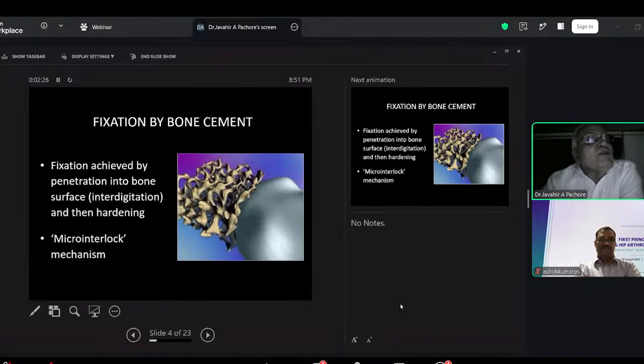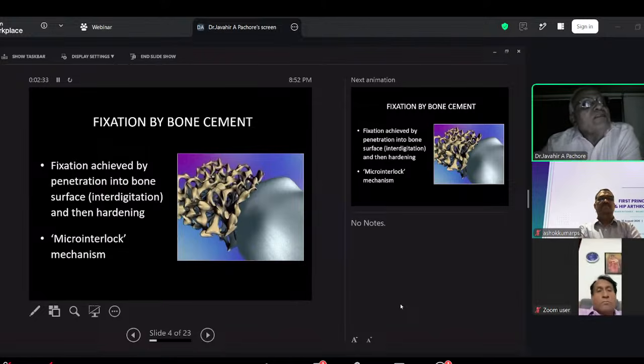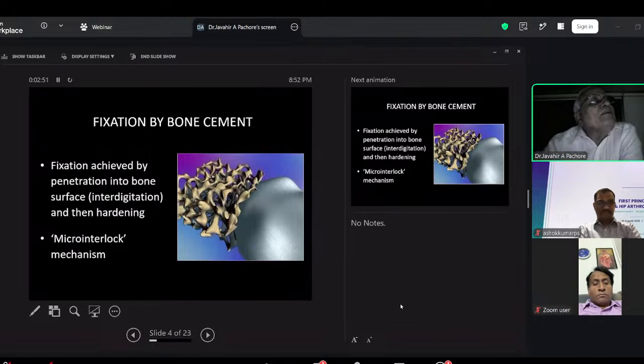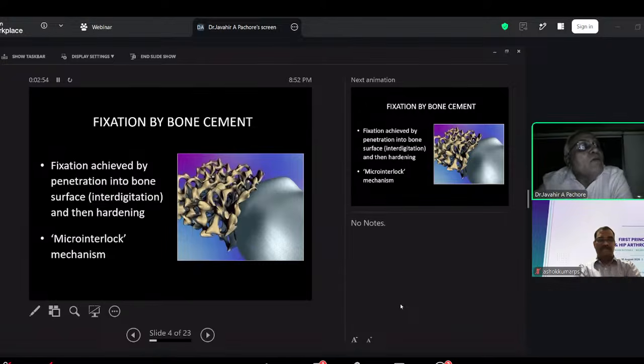This is one slide you have to keep in mind: how cementing achieves micro interlock. You can see the bone is like a honeycomb, and the cement goes in. The fixation is achieved by penetration into that honeycomb bone surface, and this is called the micro interlock mechanism. That's why bone preparation is extremely important as far as cemented hip arthroplasty is concerned. We need a micro interlock, and we want to preserve as much bone as possible for this.